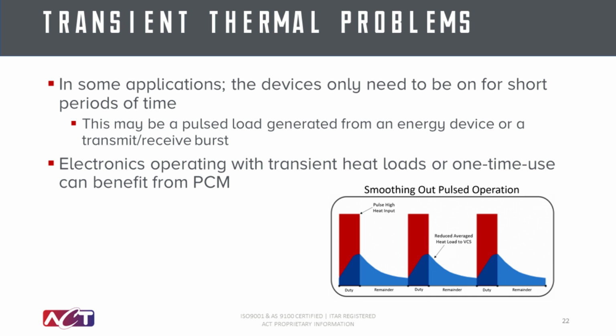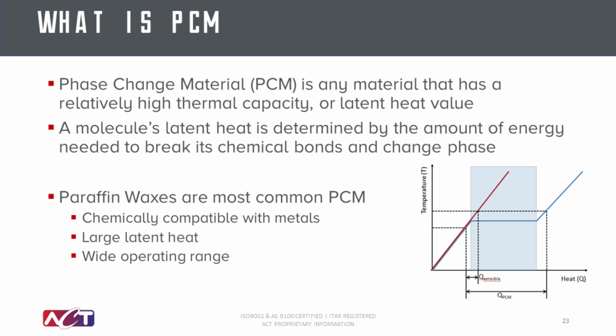In some applications, your device, your source, only needs to be on for a short period of time. This may be a pulse load from a directed energy application or a transmit-receive burst from a power amplifier. Electronics that operate with this type of transient heat load, in which you have some off-cycle, are good candidates to benefit from a phase change material system. At the top level, a phase change material system is a thermal battery or a thermal capacitor used to absorb that transient load when it's happening so that it can be dissipated.